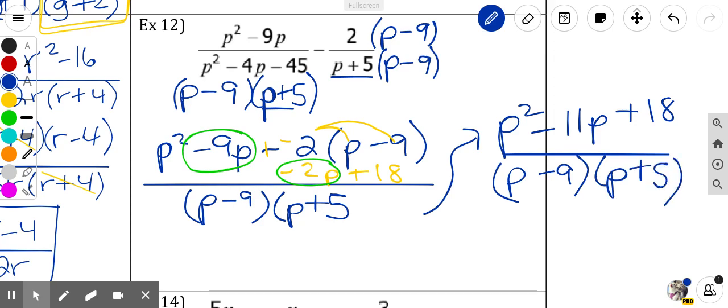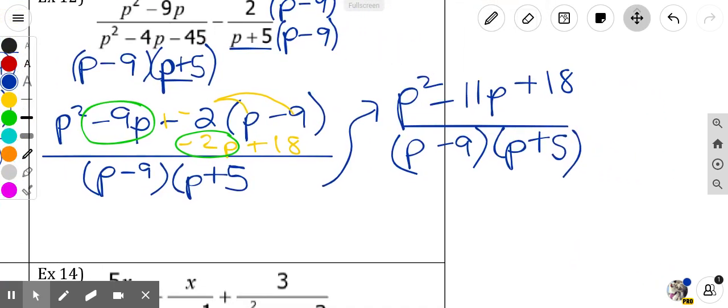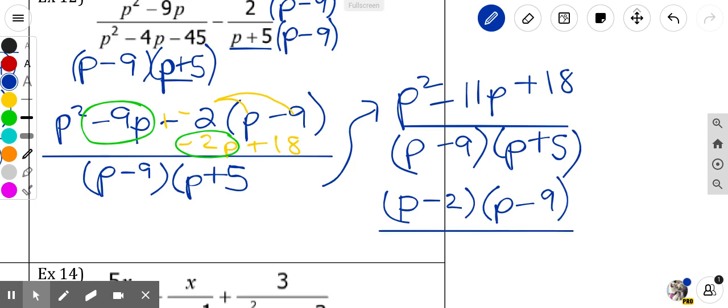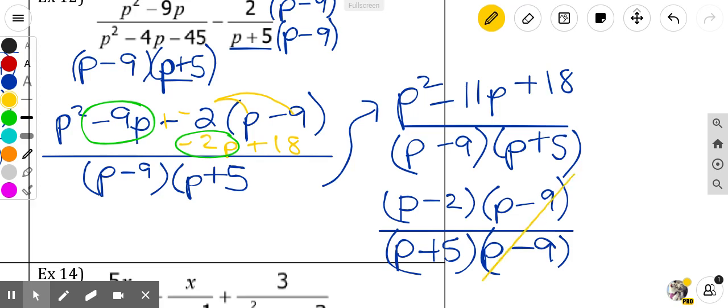Okay, so now this numerator we can factor. So we want numbers that multiply to 18 and add to negative 11, which are going to be p minus 9 and p minus 2, because they multiply to 18 and add to negative 11. Okay, so now notice we have a p minus 9 in the top and the bottom. Those are gone. And then this is our answer: p minus 2 over p plus 5.